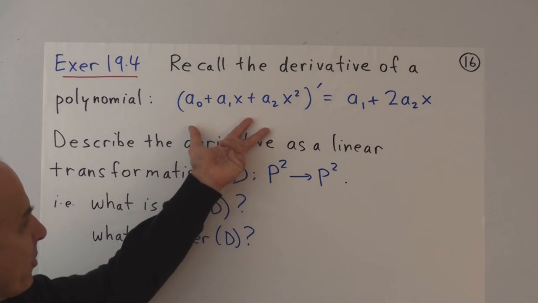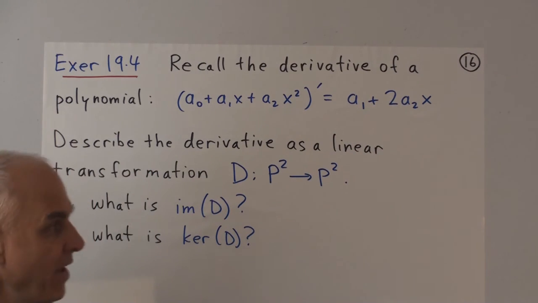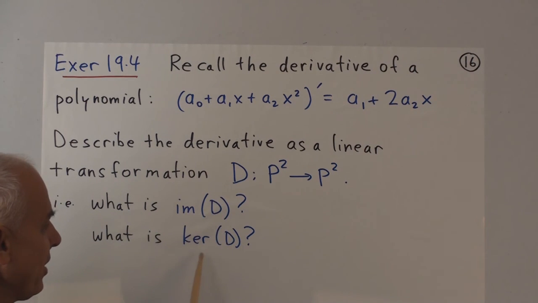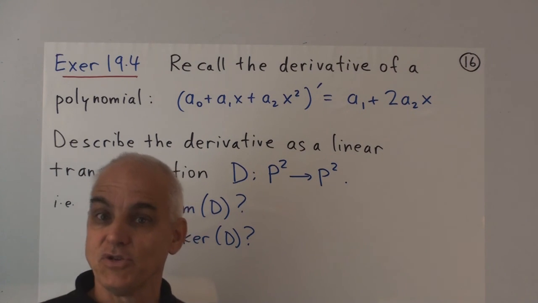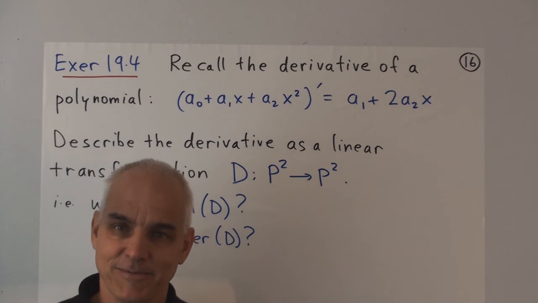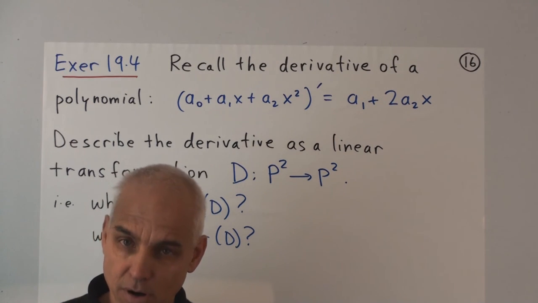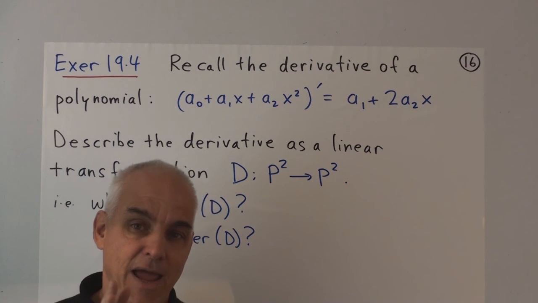So if you start with a polynomial of degree 2 or less, you end up with a polynomial of degree 2 or less. And you can check that this is a linear transformation. So the question is, what is the image? What is the kernel? Can you draw a picture of what this transformation does sort of geometrically in this three-dimensional space? Next time we're going to have a look at more polynomials, more connections between linear algebra and calculus.